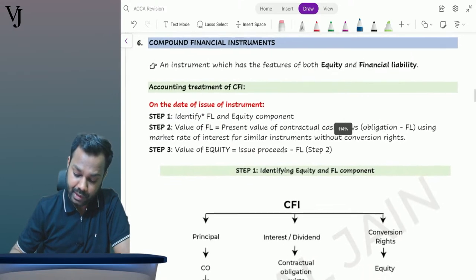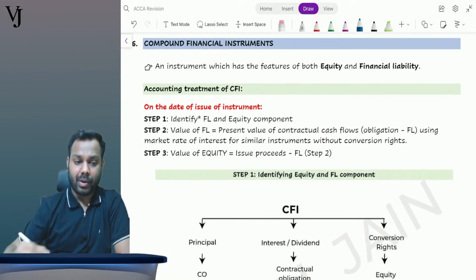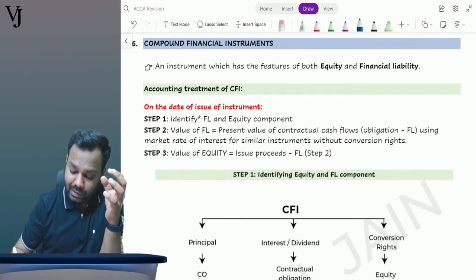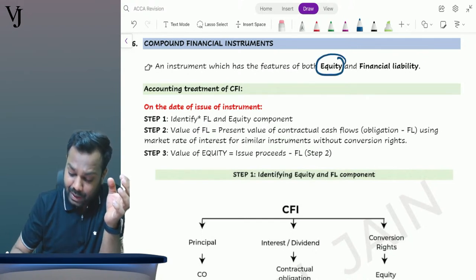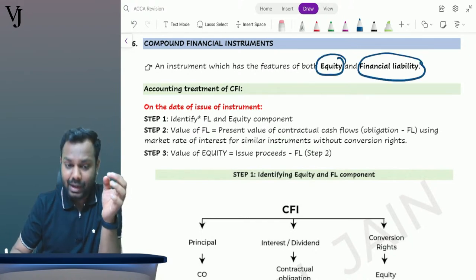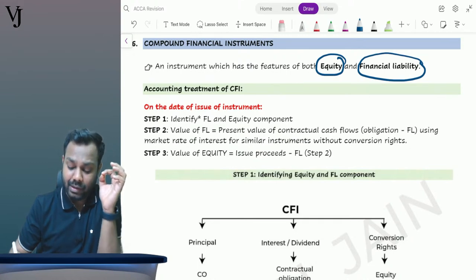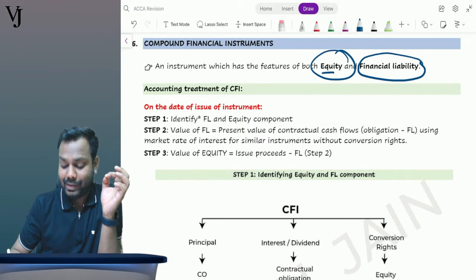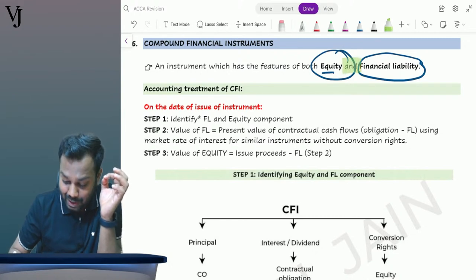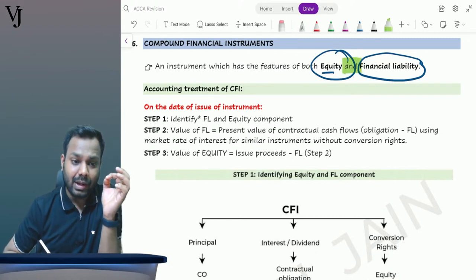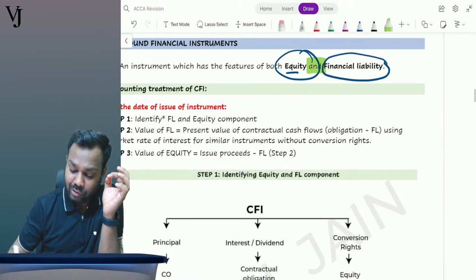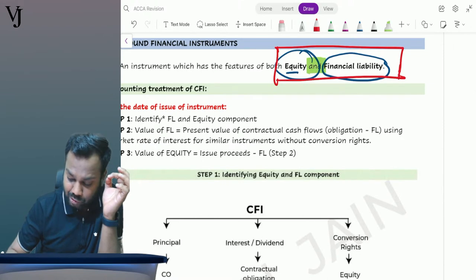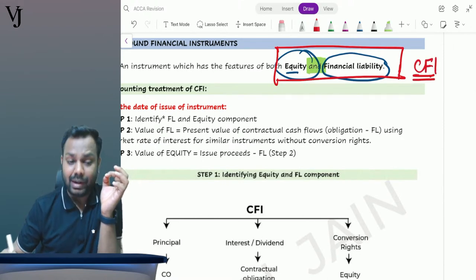Now comes the compound financial instruments. What is the meaning of compound financial instruments? Basically, it says that if any instrument has the features of both equity and financial liability, there is an "and" here, then we say that instrument is a compound financial instrument.